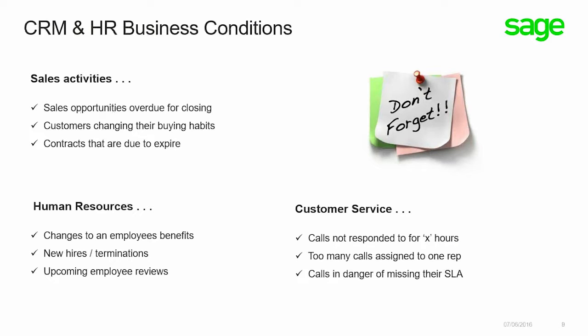Now, although we're going to focus on Sage 300 today, Alerts and Workflow can work with your other business applications as well, such as a sales or CRM system, a human resources application, a customer service application. In fact, it will work with any application that uses a standard relational database, such as Microsoft SQL Server, Oracle, Sybase, Informix, Access, and the list goes on.